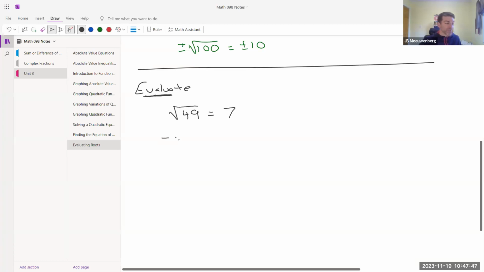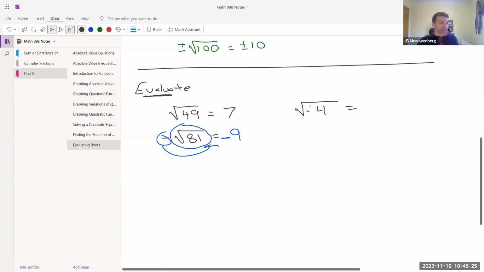We might say negative square root of 81. And you would then say, okay, I know that the square root of 81 is 9, but this negative just comes along for the ride, right? Because that was out in front. So that would be negative 9. If we see the radical and we put negative 4 in here like this, pause and think about that.